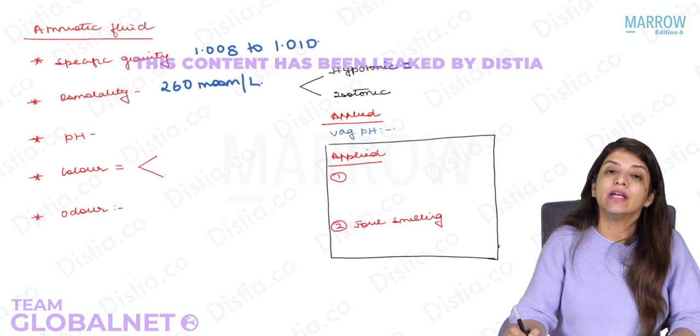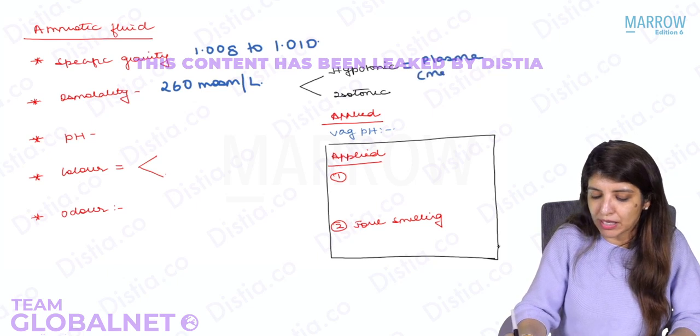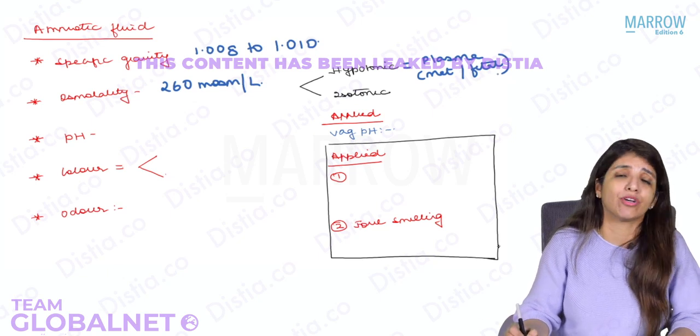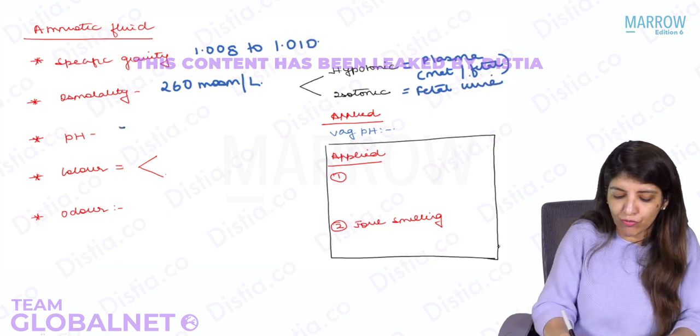Please remember that amniotic fluid is hypotonic in comparison to plasma. Whether we say maternal plasma or whether we say fetal plasma, it is hypotonic in relation to both of them, but it is isotonic to fetal urine. Now, the pH of amniotic fluid is between 7 to 7.5.